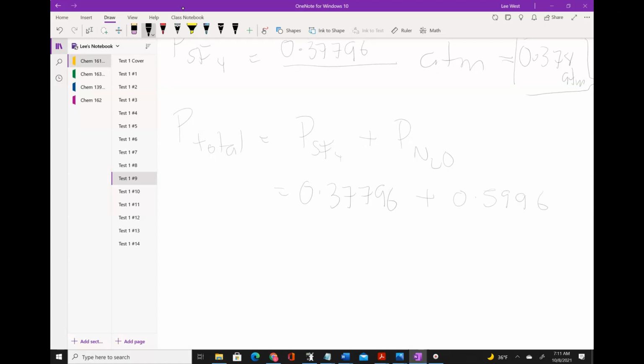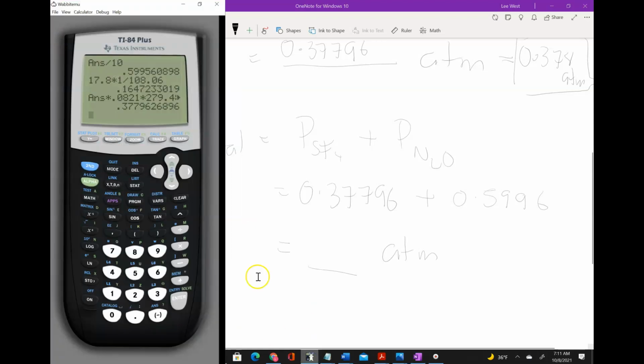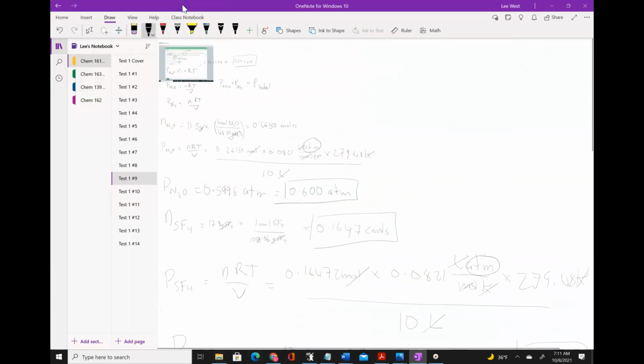Because we've got these extra digits in there, we're going to eliminate any of that potential rounding error. Might not be an issue, but it's always worth doing. So plus 0.5996, and that's going to give me the total pressure in ATM. So 0.9776, that's going to one extra digit. I'm rounding it off to 3 digits, 0.978 ATM. So about 1 atmosphere, not too bad. All right, so that's the total pressure.